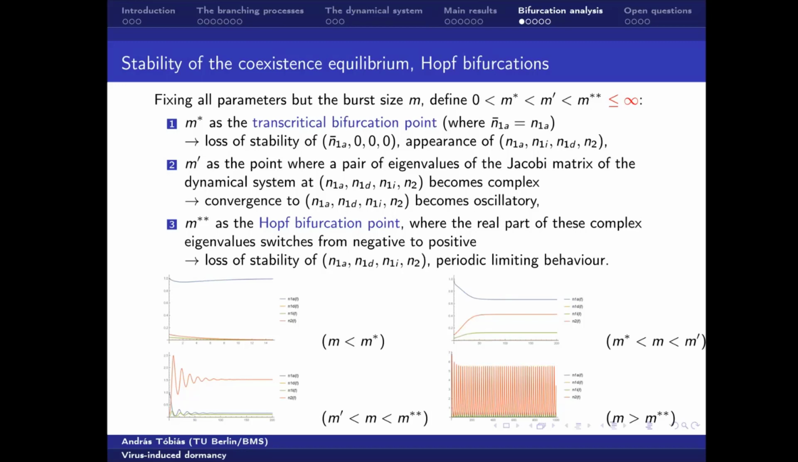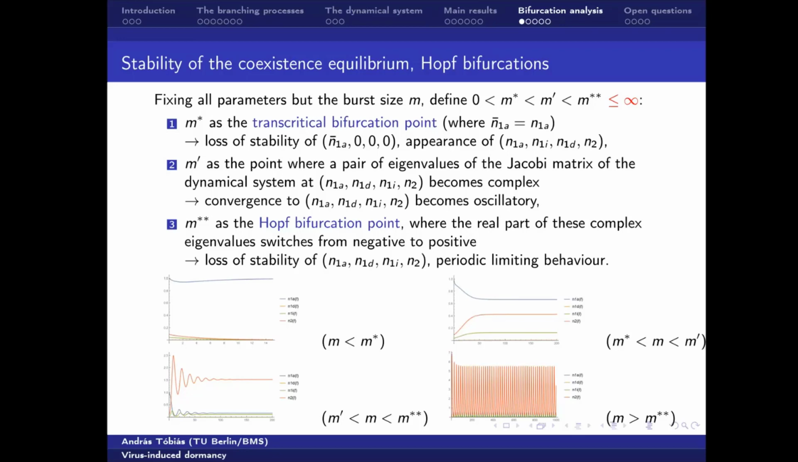So basically, we have 3 critical burst sizes. So this M was the number of viruses produced in one lysis event. And the first one is M star. This is where the coexistence equilibrium appears. So if M is less than M star, then somehow the virus reproduction is so bad that the viruses just die out very quickly and the active population stays close to its original equilibrium.